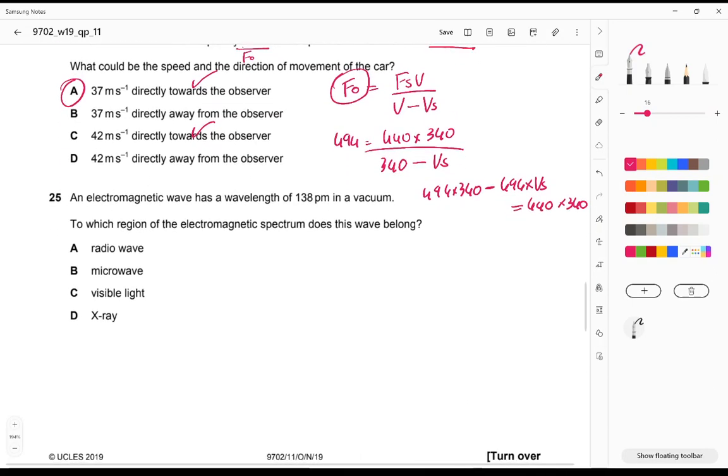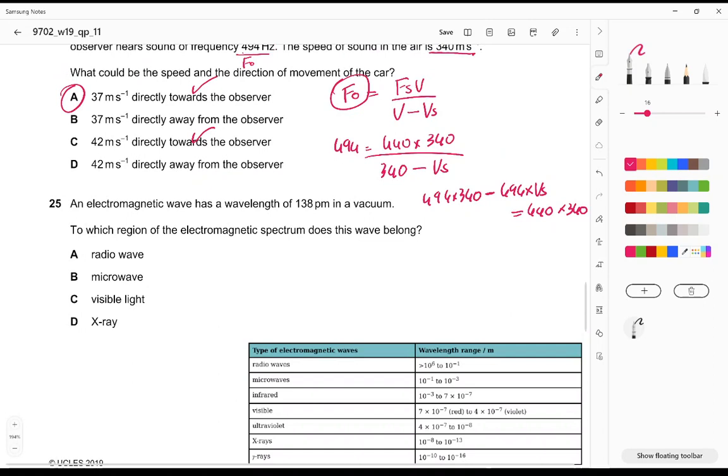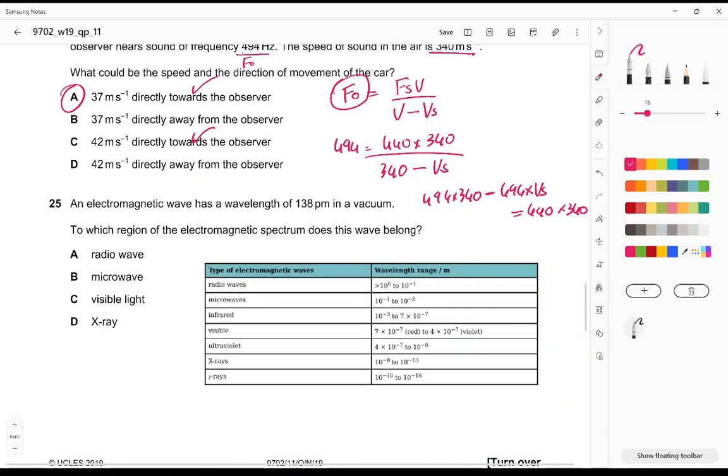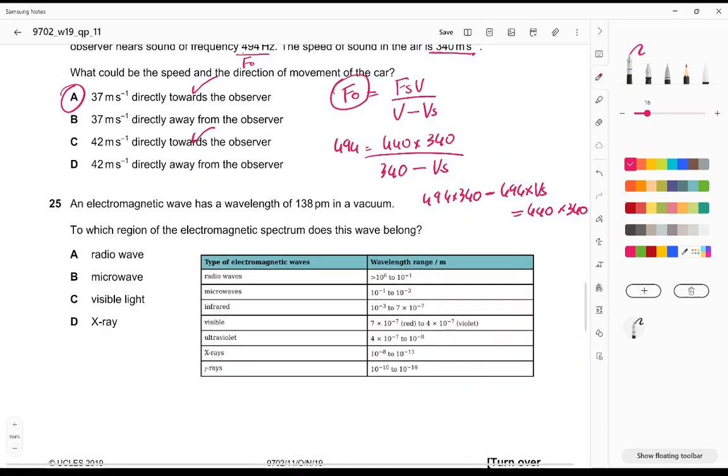An electromagnetic wave has a wavelength of 138 picometer in a vacuum. To which region of the electromagnetic spectrum does this wave belong? Well, I'm just going to copy paste the table that I'm going to be using. This is a table that needs to be memorized. So let's see, picometer. Pico means 138 times 10 raised to power minus 12.